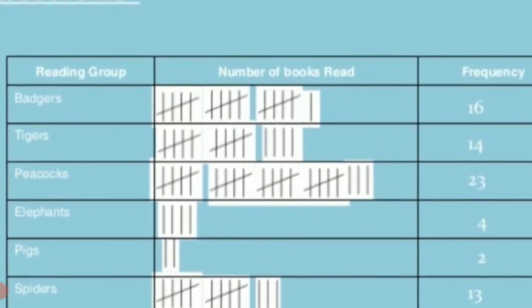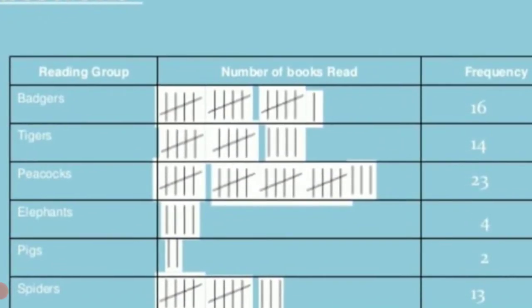Now children, a few examples are given here. Suppose here we are seeing the reading group. This we saw in the pictorial representation also, children. See, badgers here are 16, that means 3 groups of 5 plus 1. Okay, tigers are 14, that means 2 groups of 5, that is 10, and 4 vertical lines, that is 10 plus 4 is 14. Then peacocks are 23, that means 4 groups of 5, 5 into 4 is 20, plus 3 vertical lines, that is 23.